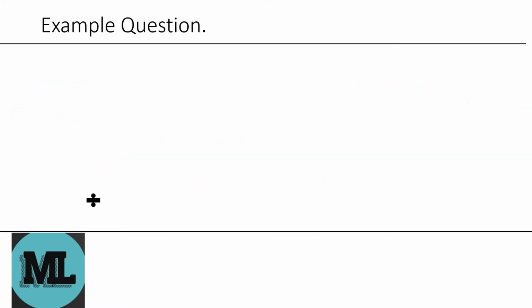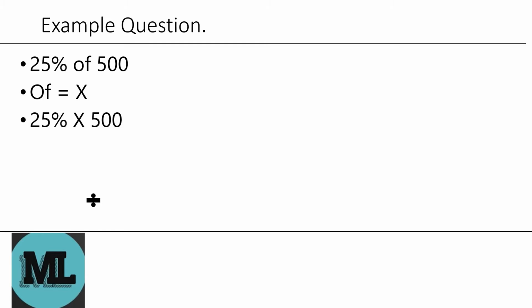Example question. The question here is 25% of 500. Before we start the question, you must know what "of" means. Of means times. In percentage questions, instead of writing times, you write "of", so you must know what "of" means. Now that we know what "of" means, we write the question like this to get the answer. 25% times 500. We already know what percent means. It means out of 100.